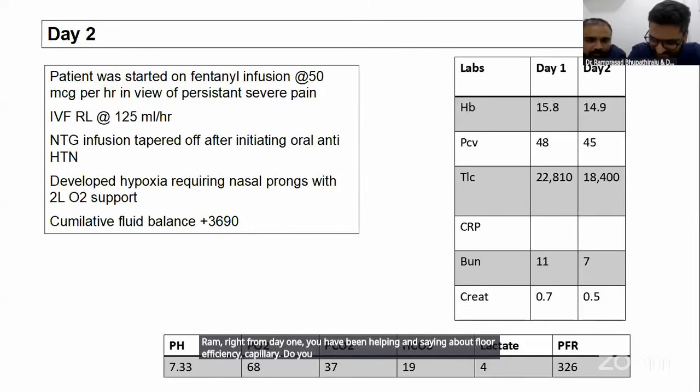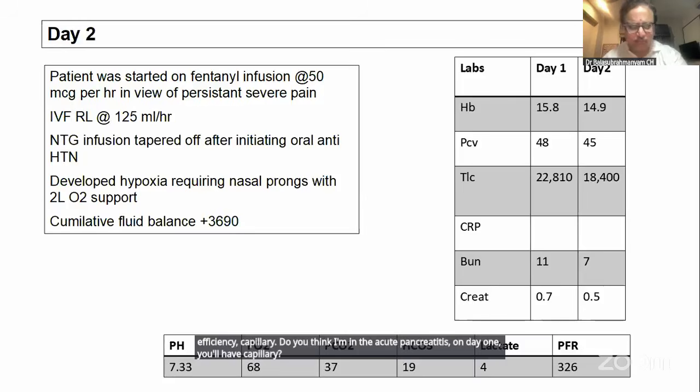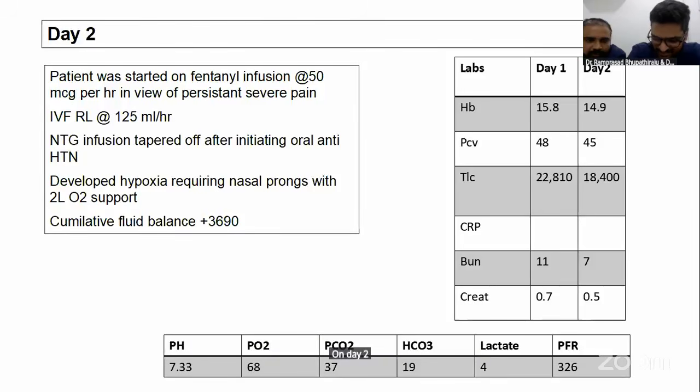Do you think in acute pancreatitis on day one you'll have capillary leak? No, sir. On day two? No, sir. Mostly after 48 hours. Okay. So why are we running after capillary leak over here?